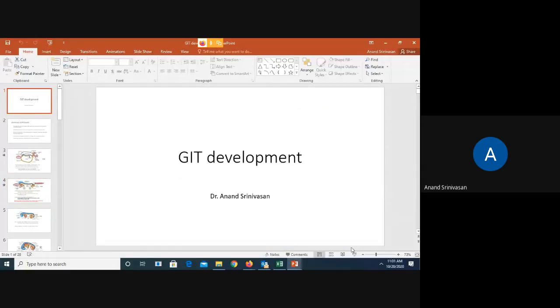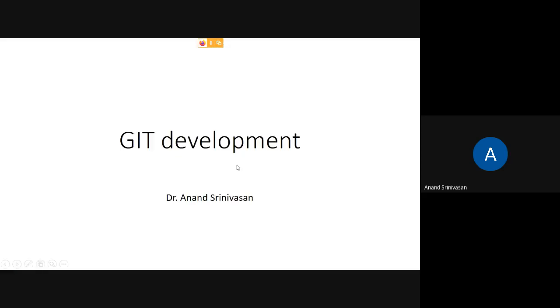All right. So today's session, we are going to see about the GIT development. It will be held in two parts, part one and part two. Foregut and midgut, we will be trying to finish today, and the hindgut we will complete in the next session.